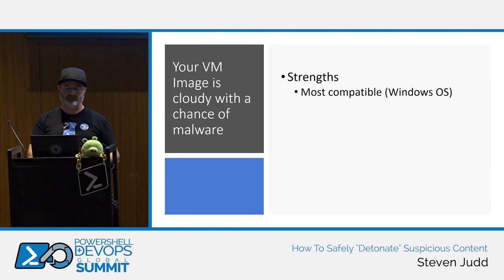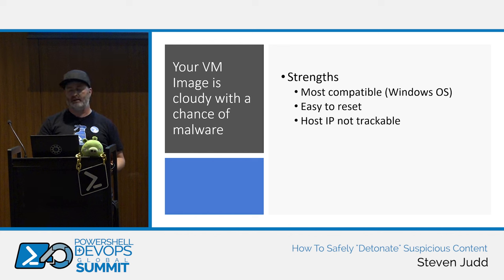So what are the strengths? This is the most compatible. You're talking about a Windows OS. What do people attack? Windows. Why? Because it's the market leader for people who don't know what they're doing. Did I say that right? No, it's the market leader for client computers and businesses and people with money. Yeah. Now you can write attacks on Mac, and anybody who runs a Mac and says, I don't need any protection, they're kidding themselves. They're a target, just not a big one.